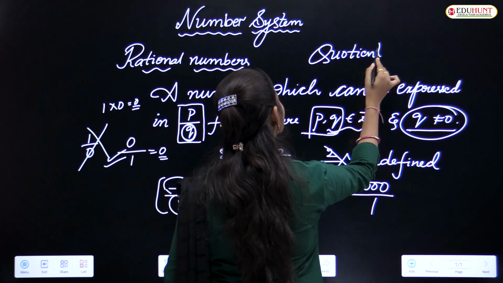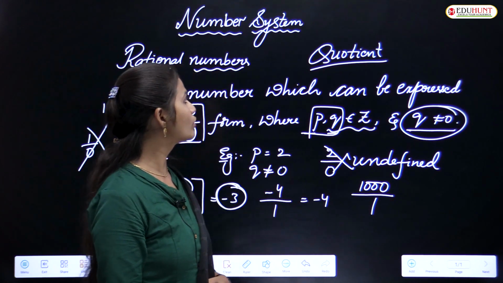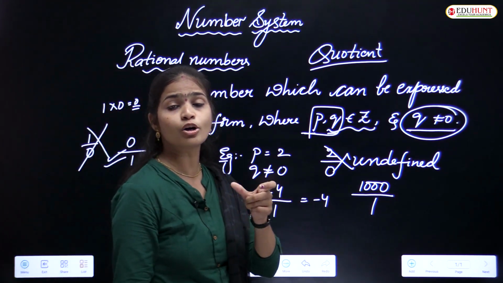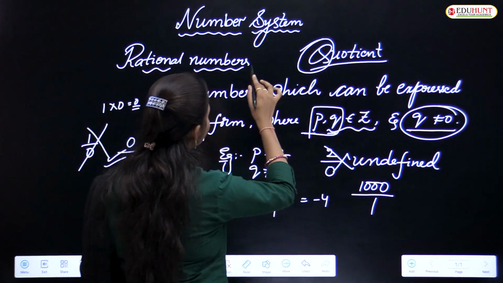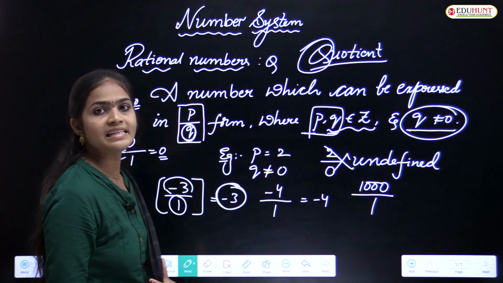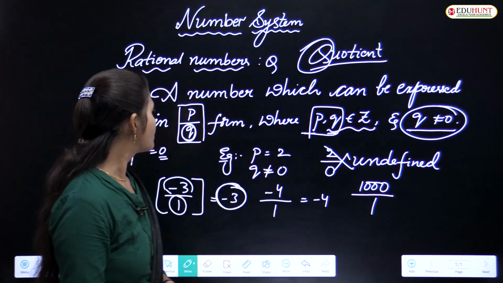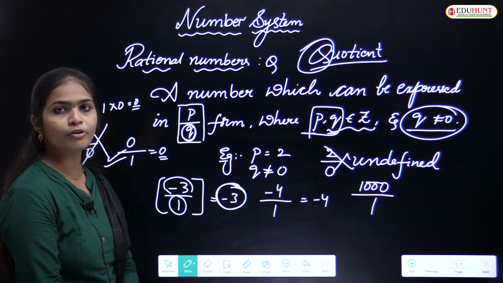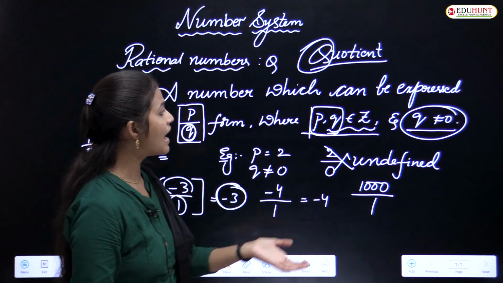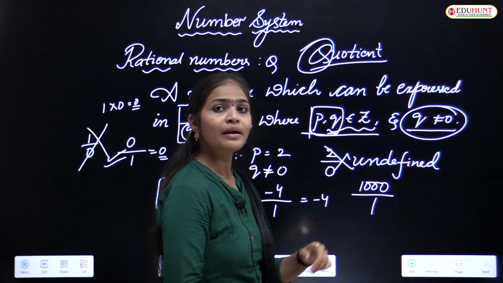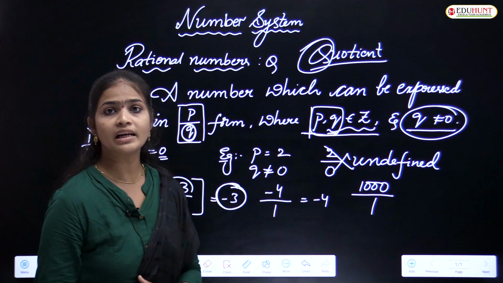Quotient is the result form of division. We learned about that in primary classes, right? So quotient is the word which expresses the result of division, and it is represented with its starting letter, Q. So rational numbers are represented by the letter Q. Is it clear? In this way we can represent any number in the form of P by Q, but the condition is very important: P and Q should be integers and Q not equal to 0.